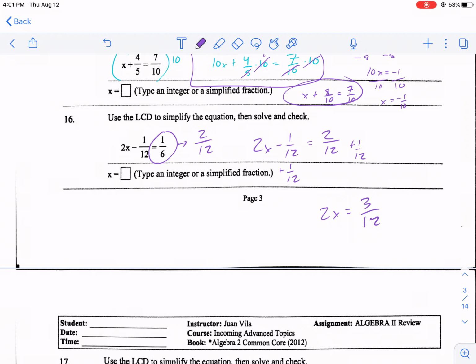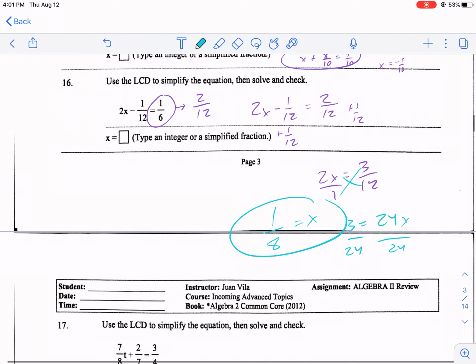Now from here, you could put this over 1 and then cross multiply. That'd probably be the easiest way to do this. Or you can just multiply both sides by 12. It's the same thing. So you can get 3 equals 24x, and then I divide by 24. And I think that reduces to 1 over 8. Both divisible by 3, and 1/8 equals x.